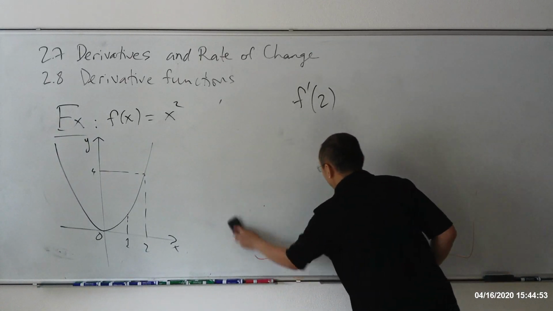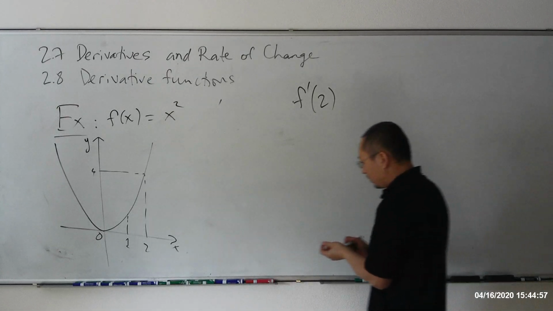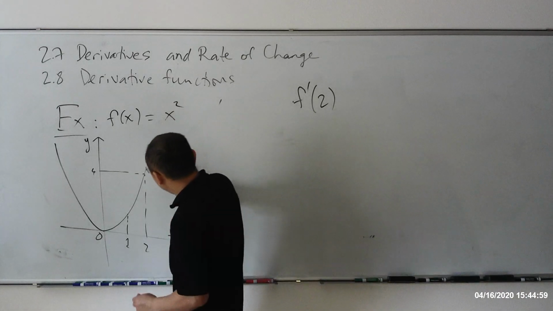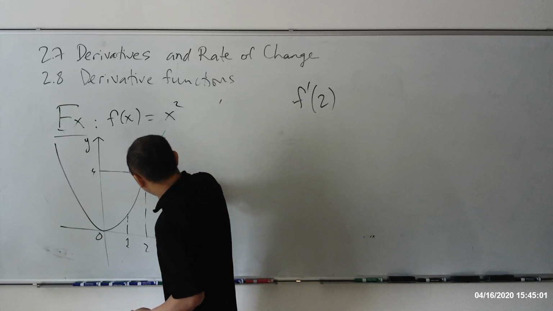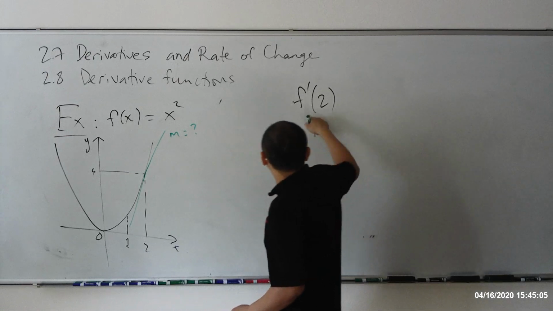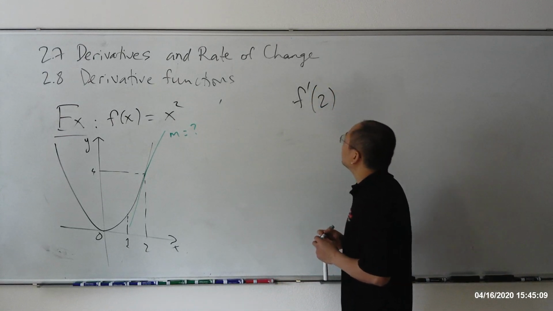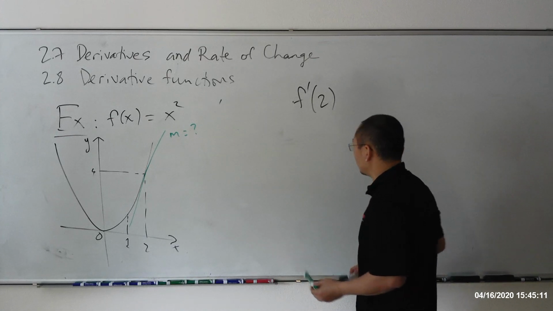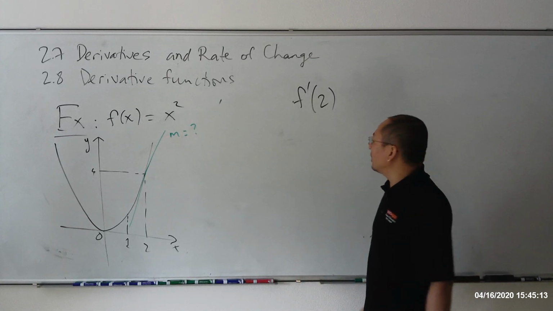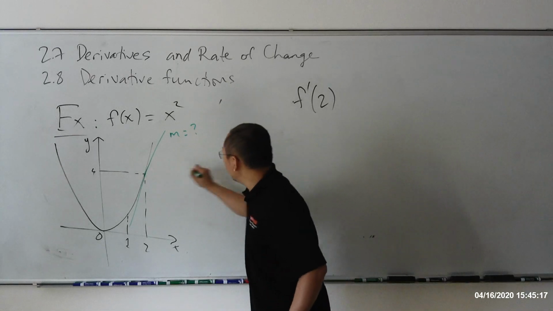Can you find the slope of the tangent line at x equal to 2? Let me use green color to draw the tangent line. Tangent line to the curve right here. What is the slope of that tangent line at x equals 2? In other words, what is f prime of 2? f prime of 2 means the slope of the tangent line at x equal to 2. We have nothing but the definition, so I gotta use the definition. So in here, our a value is 2.